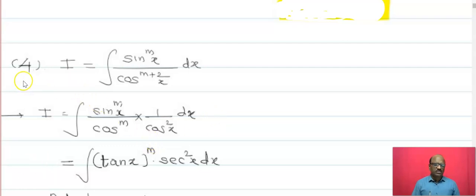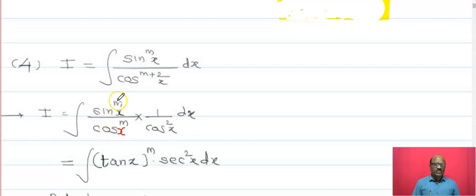Now next, question number 4. I is equal to the integral of sine of x raised to m and the cos of m plus cos of x raised to m plus 2. Now this can be written as I is equal to the integral of sine of x raised to m upon cos of x raised to m. Here is x. I forgot to write down that x, but here we can write here, that is here is the cos of x.